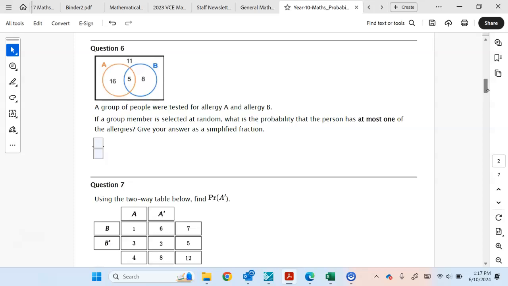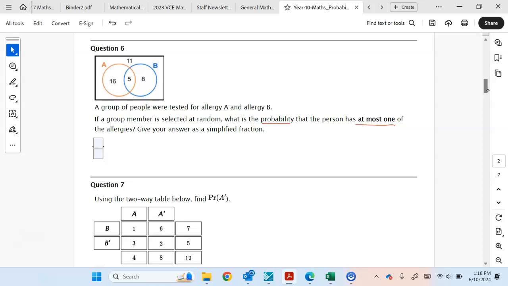All right, a group of people were tested for allergy A and allergy B. If a group member is selected at random, what is the probability that the person has at most one of the allergies? Give your answer as a simplified fraction. So we want to do the probability as well. So this means you have an allergy. So you either have at most one.